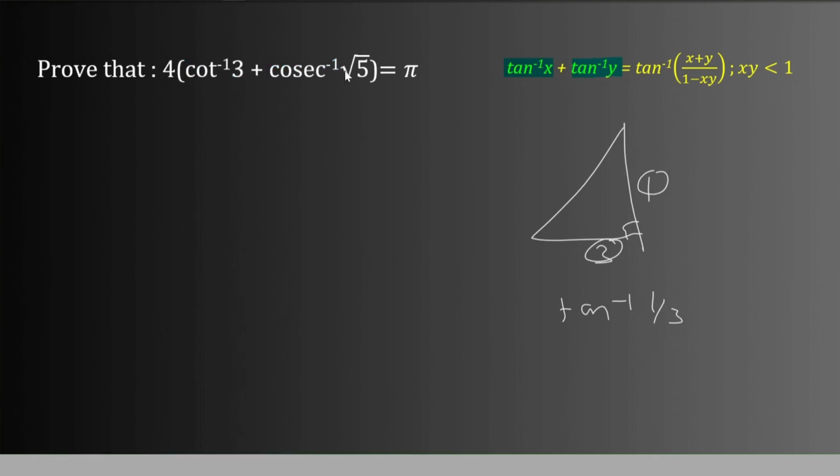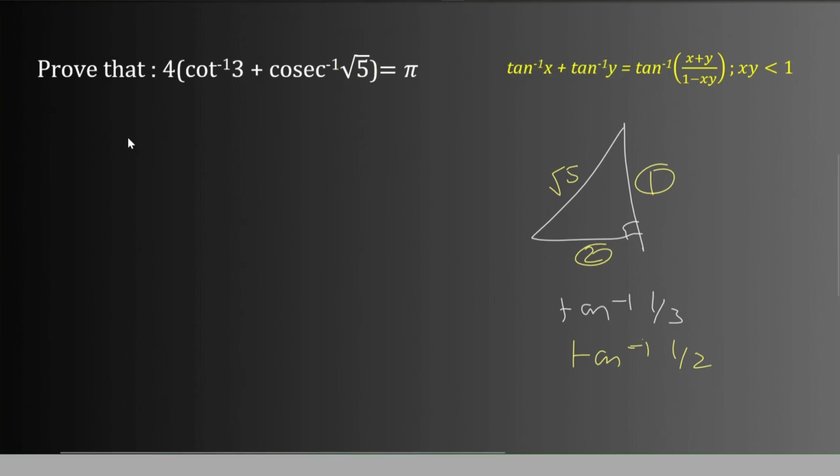Now similarly we can do it for cosec. Cosec is hypotenuse over perpendicular. Now applying Pythagoras, root 5 squared is 5, minus 1 is 4, and 4 under root is 2. So cosec inverse under root 5 is the same as tan inverse perpendicular over base, that is 1 over 2. That's what we are going to apply in this question.